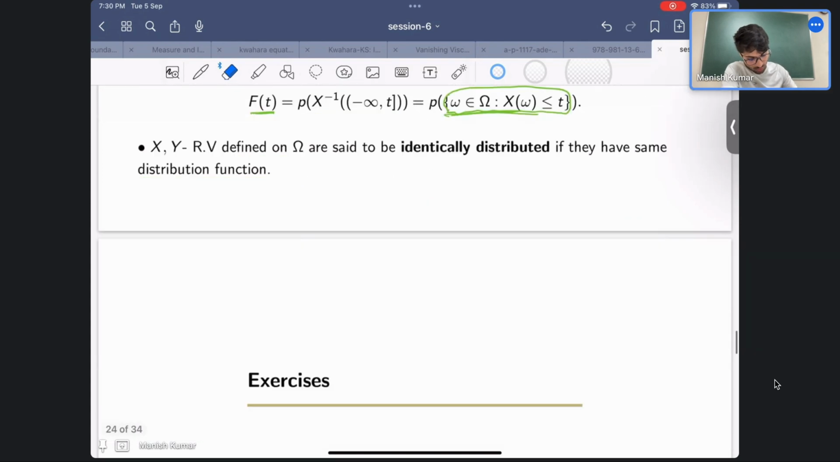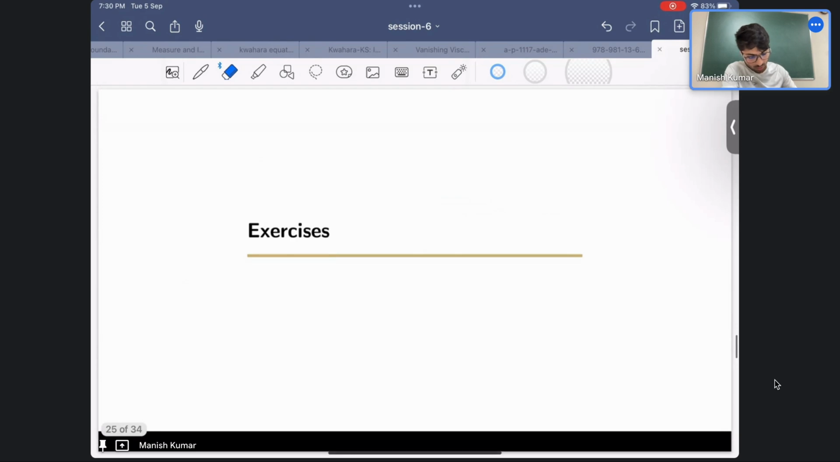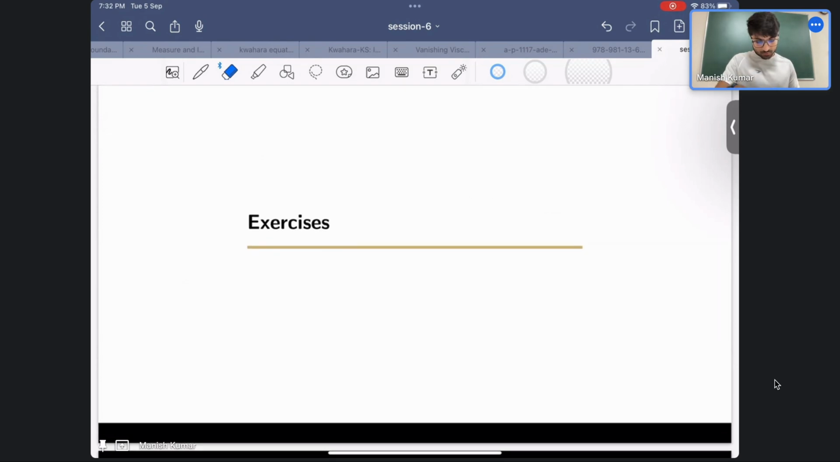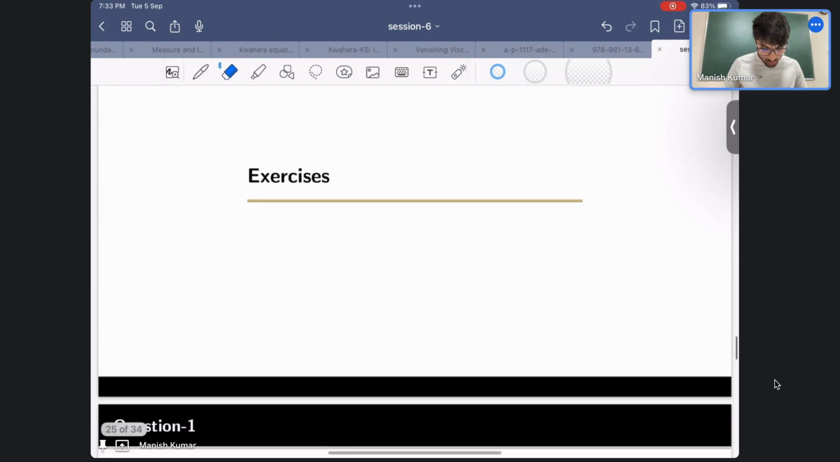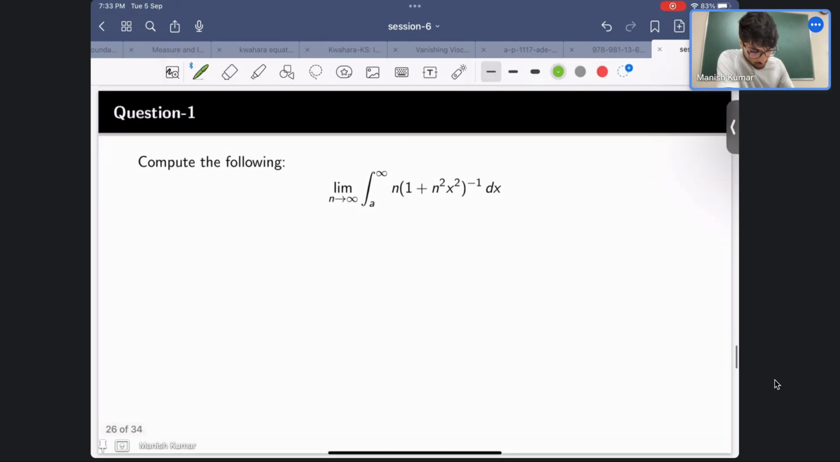Okay, so this was all about the theory part. Now let us try to solve a few exercises. Let's start with this first problem. This is about calculating the integral of this thing. This is just Riemann integration, so you have to compute what this integral would be. Let me do it quickly, it is just calculation and nothing very specific. So let us see what this integral is.